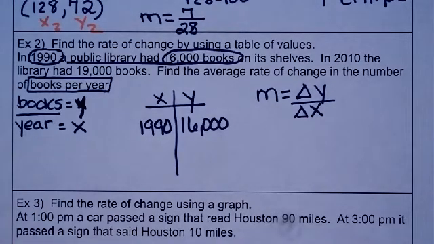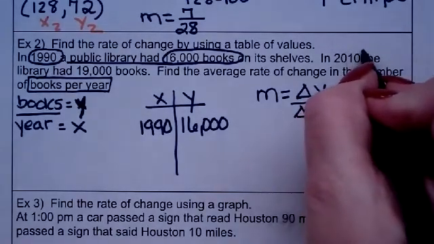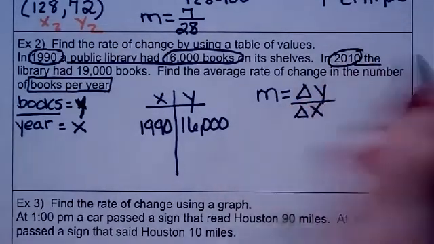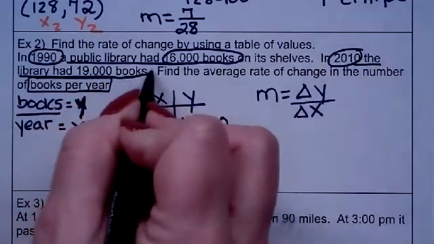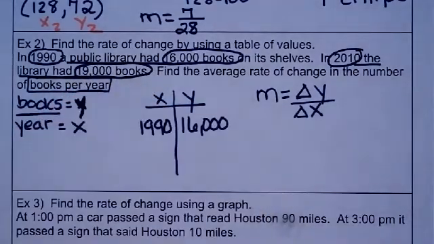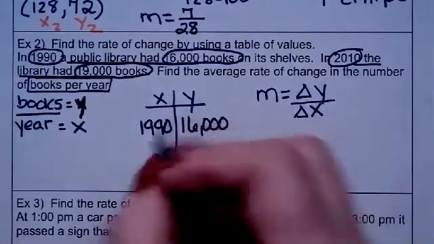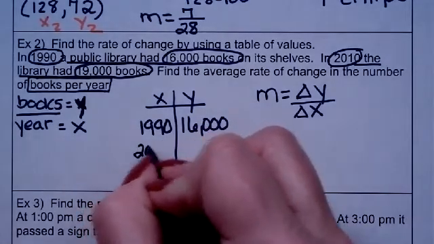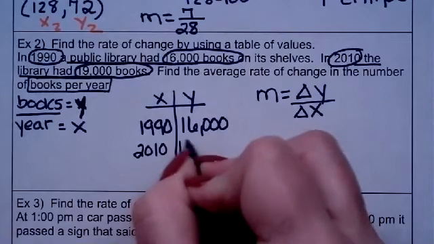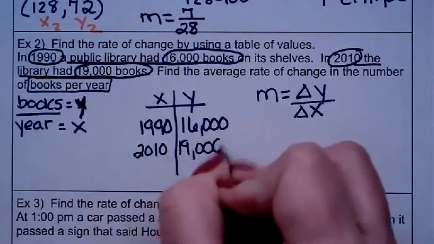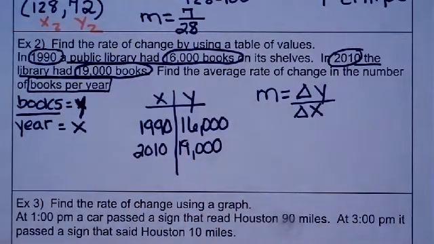Now, in my second sentence, I see my next pair of numbers. It says in 2010, the library will have 19,000 books. So 2010, and we're going to have 19,000.